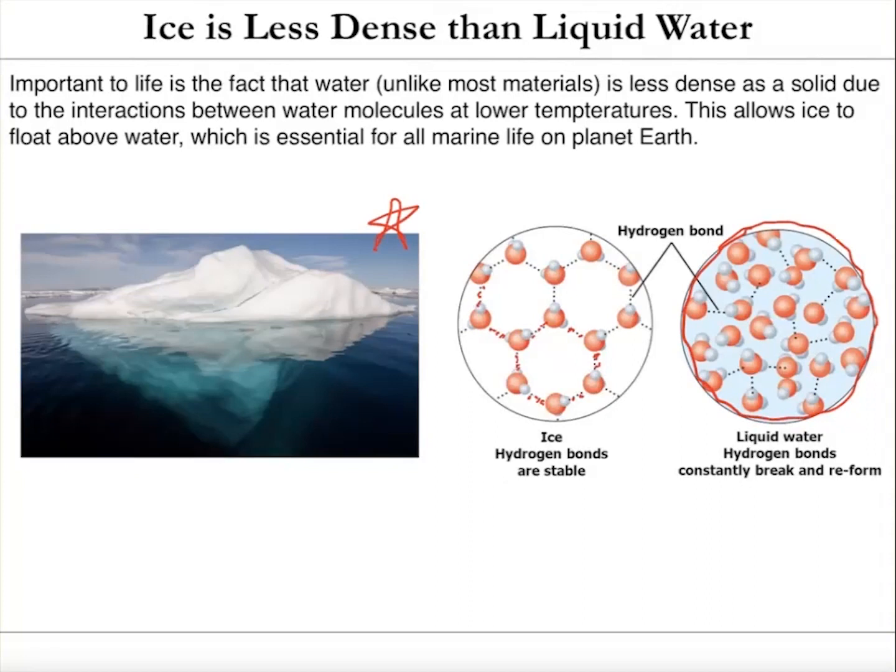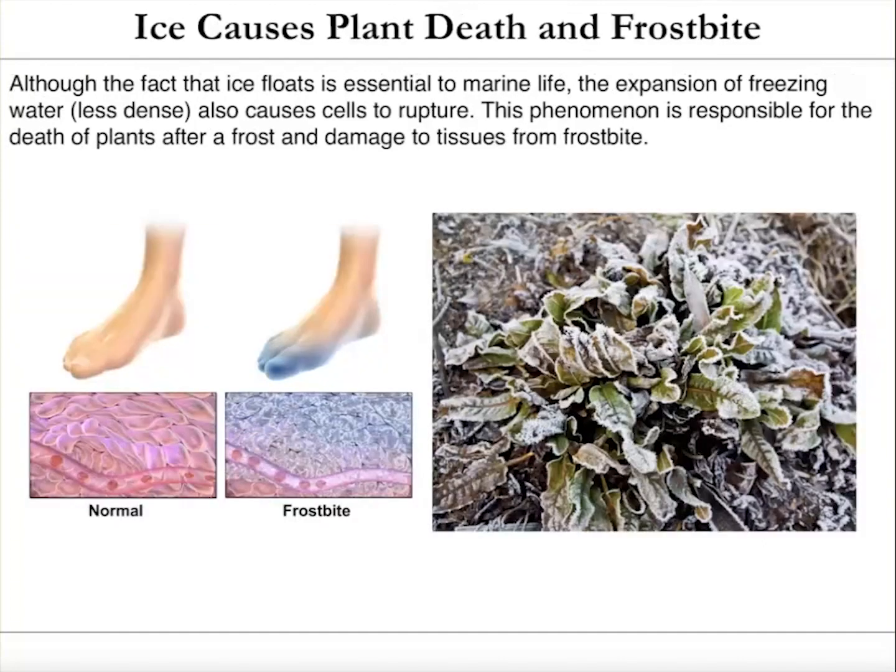If you think of all marine life, they basically depend upon the fact that if water freezes, they can still exist below that ice that's on the top of water. So this is really essential to all marine life on planet Earth. And the fact that that ice is less dense than liquid water also has some other consequences, because it expands upon freezing.